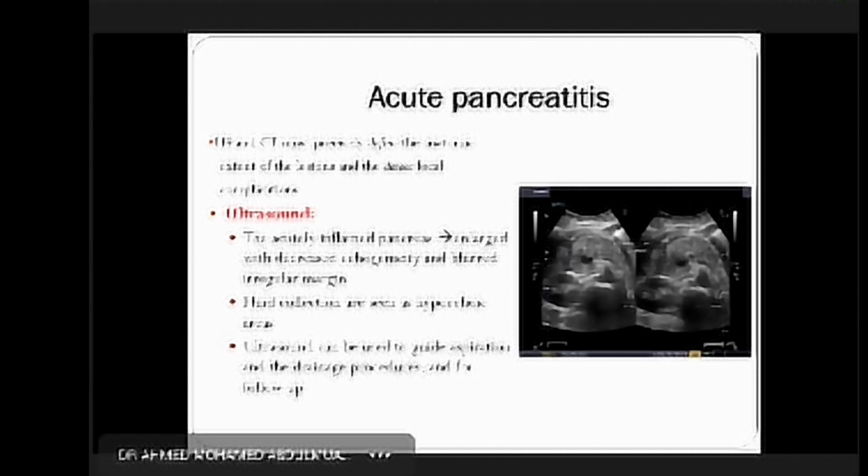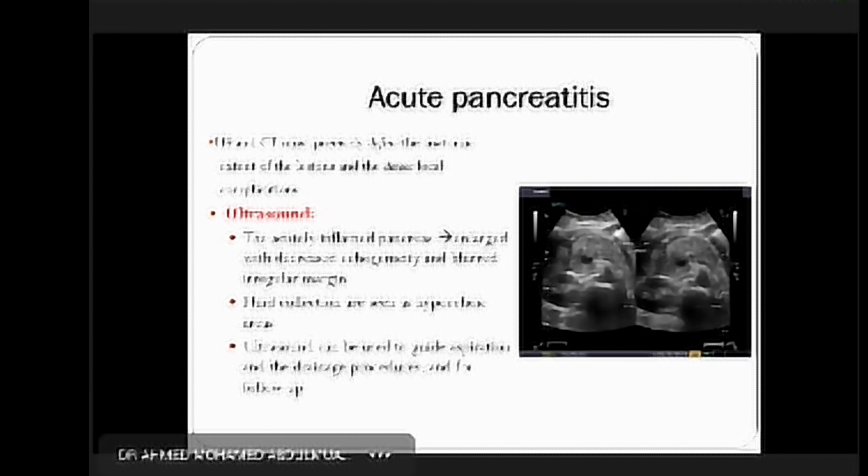So ultrasound and CT scan most precisely define the anatomic extent of the lesion, and they detect local complications within the pancreas. On ultrasound, if the pancreas is acutely inflamed, we can see it as an enlarged pancreas, with a decrease in the echogenicity of the pancreas and blurring of the borders or margin of the pancreas. And sometimes you may see fluid collection like this one, which looks like a hypoechoic area around the pancreas. So you can see that fluid collection.